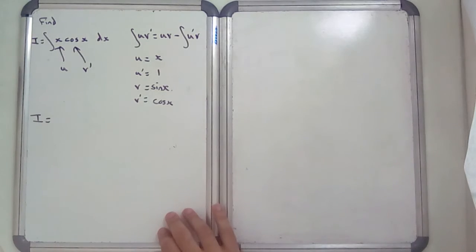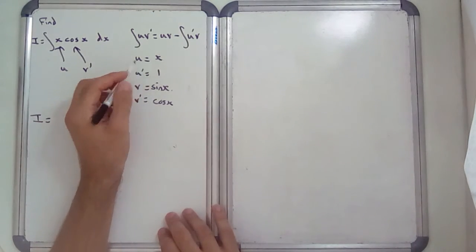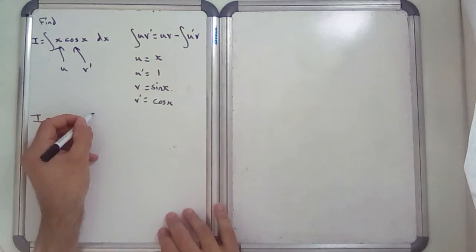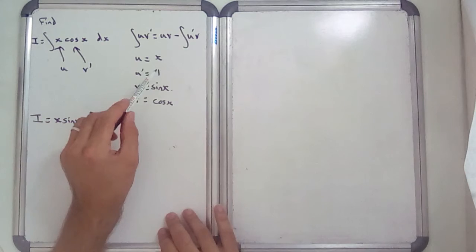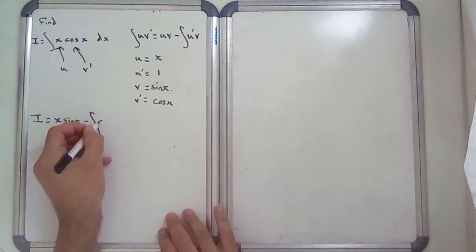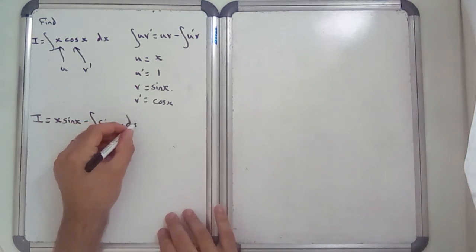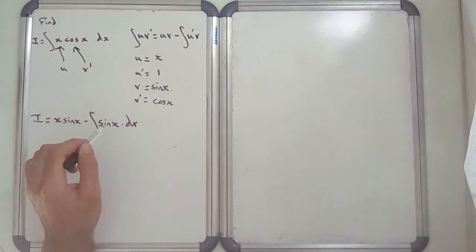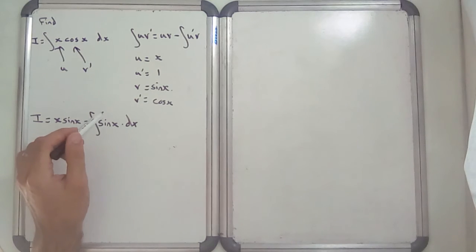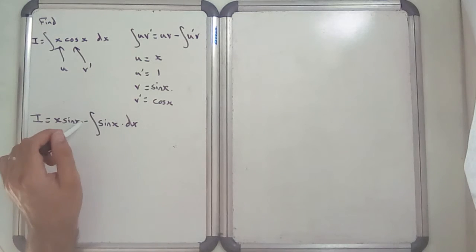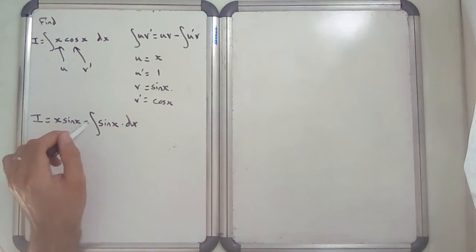so the integral equals uv, so x times sine x, x sine x, minus the integral of u'v. Well, u' is 1 and v is sine x, so it's just sine x dx. Well, it's really getting quite nice, isn't it? So x sine x is finished. The integral of sine x is minus cos x, because minus cos x would differentiate to sine x.